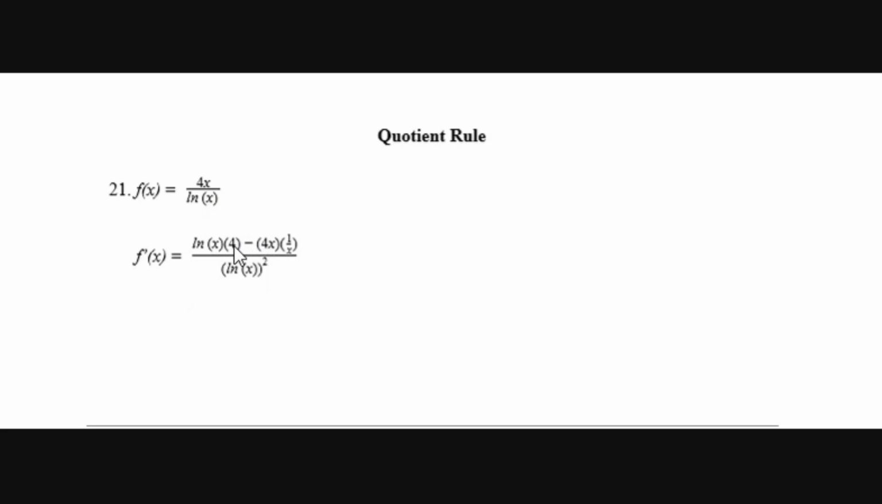And then you subtract that, and then take the numerator, which is 4x, and multiply that by the derivative of the denominator, which is 1 divided by x, like we talked about before. After that, you're going to divide by the denominator squared, so it's natural log of x squared. And so that's how you would go about using the quotient rule. Let's look at one more example.